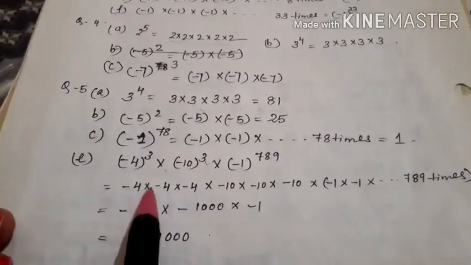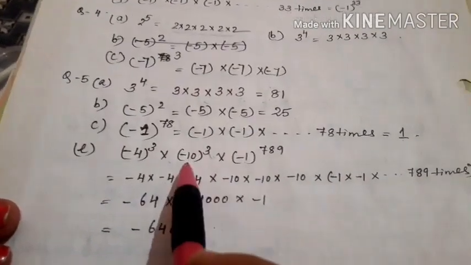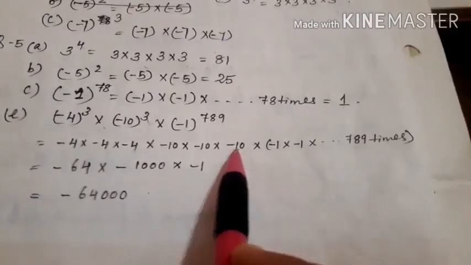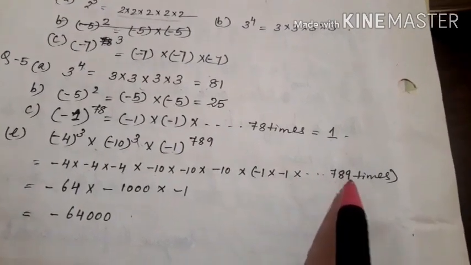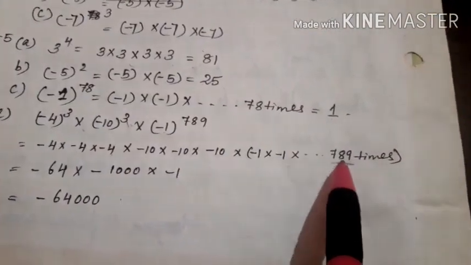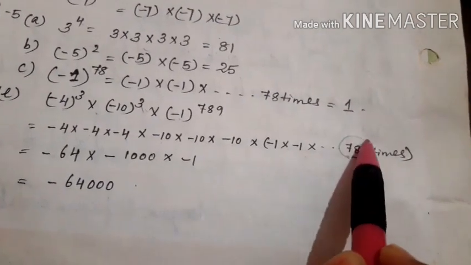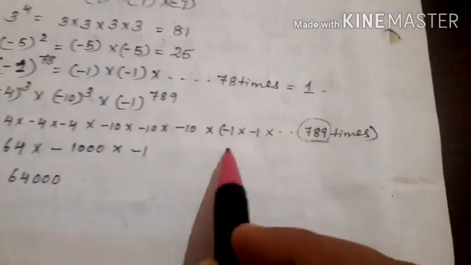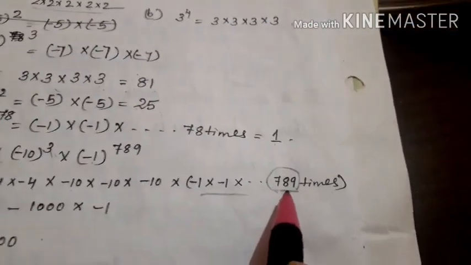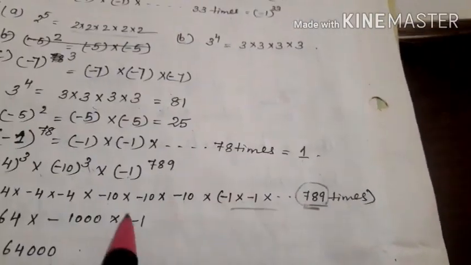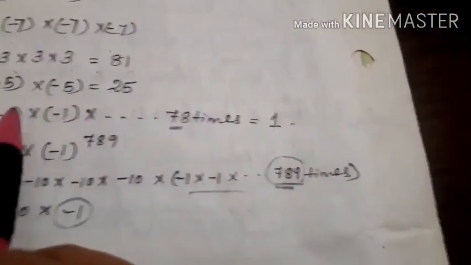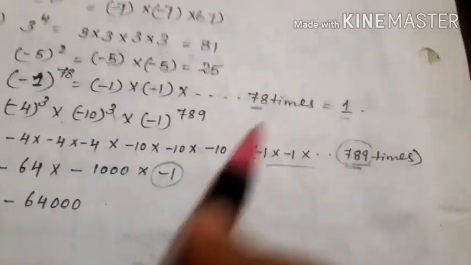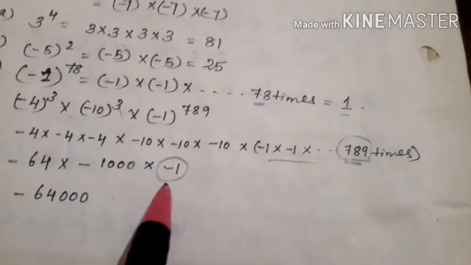Minus 4 to the power 3 means minus 4 into minus 4 into minus 4. Then minus 10 to the power 3: minus 10 into minus 10 into minus 10. Then you see minus 1 multiplied 789 times. Is this an odd number or even number? This is an odd number. If you find it is odd, then its value is minus 1. Here you see this is even number, that's why minus into minus is plus 1.